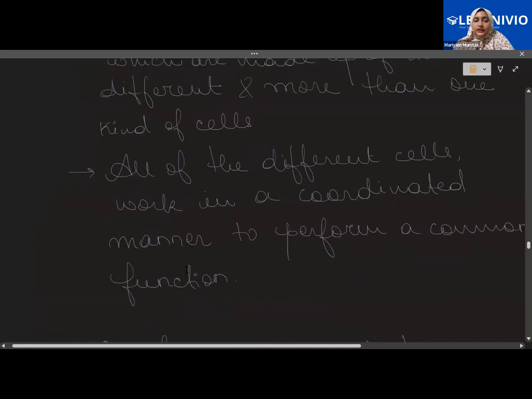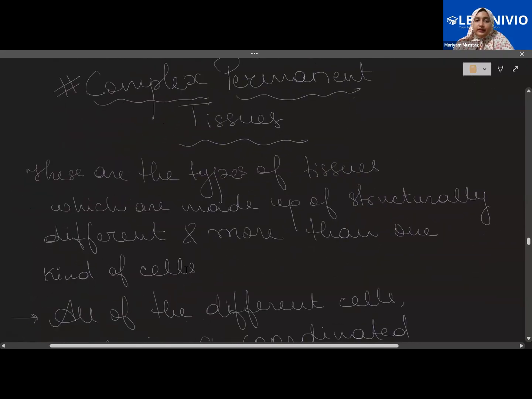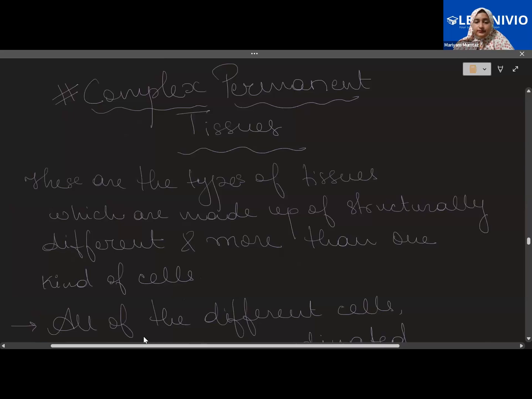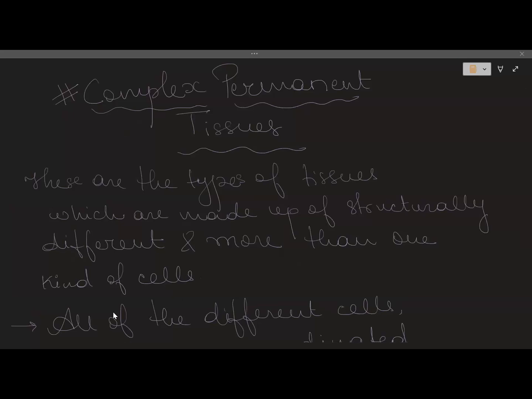Okay. Now you can note down till here and then we'll move forward. Ma'am, yes, are you asking something? No, ma'am. Okay.